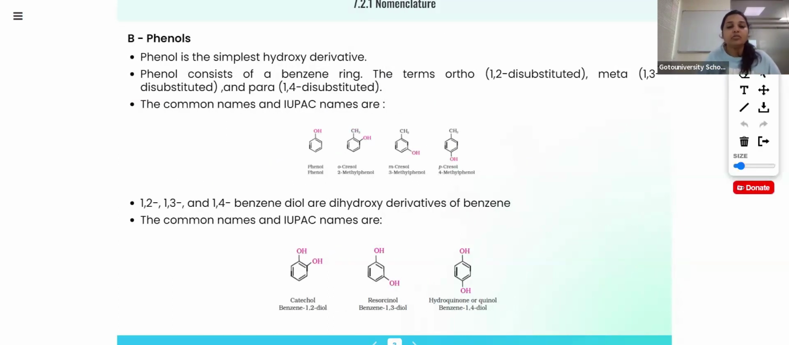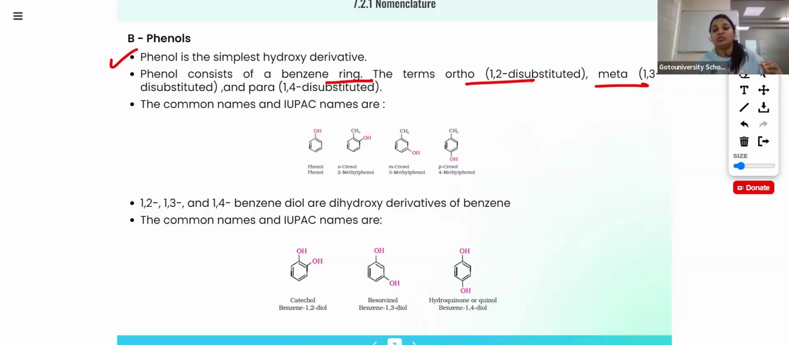Phenol, we know the hydroxyl group is connected to one aromatic ring, that is phenol. So phenol is the simplest hydroxy derivative and it consists of a benzene ring. The terms ortho and meta: we know this is normal phenol. The adjacent position of phenol is called the ortho position, and the next one, that is the second position, is called the meta position, and the opposite position is called the para position.